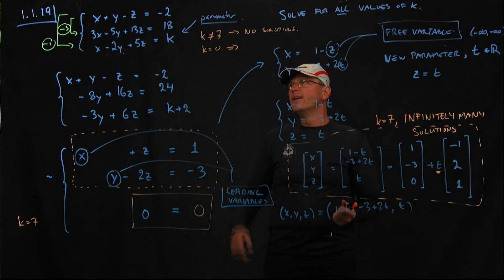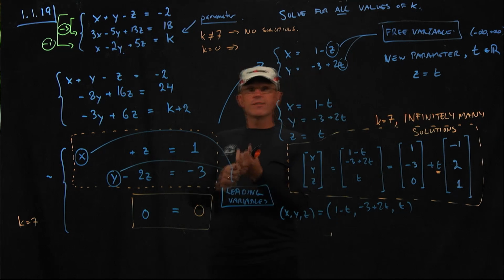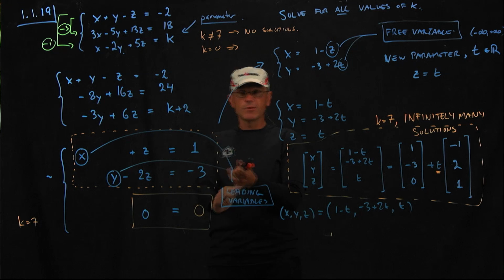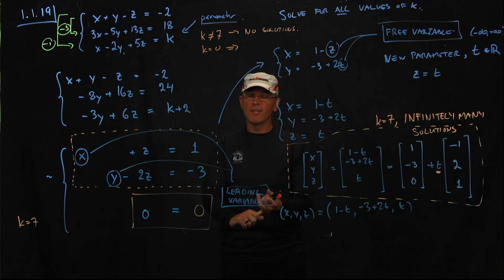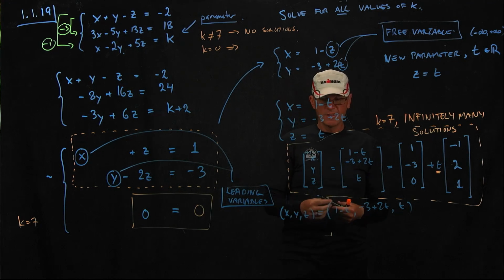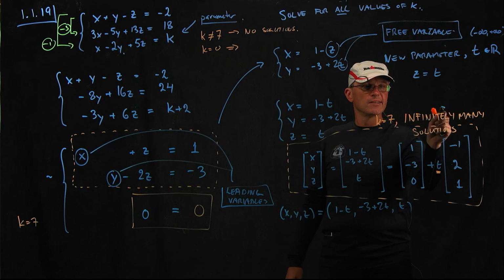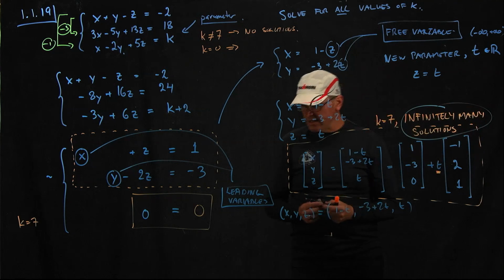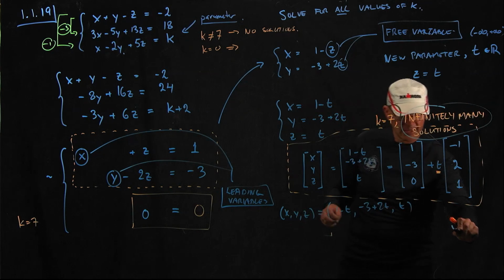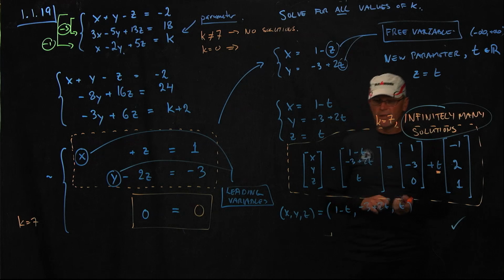Anyway, so we have seen examples at this point of systems of equations with one solution, no solutions, and now in this case, infinitely many solutions, right? So that ends 1.1.19.